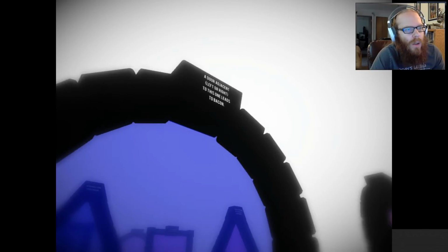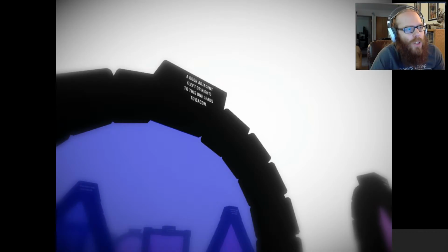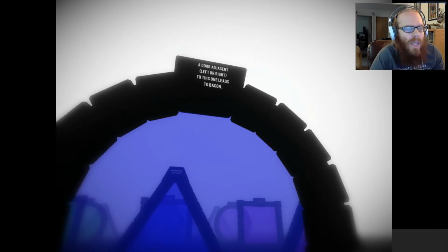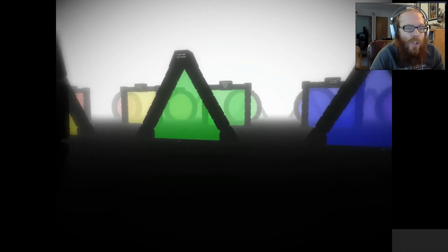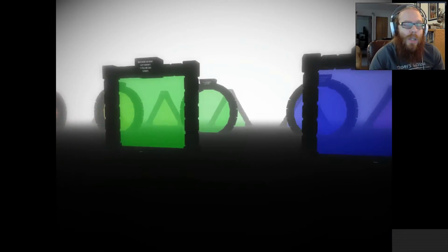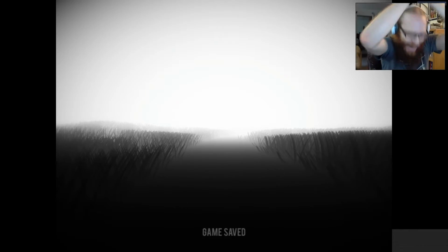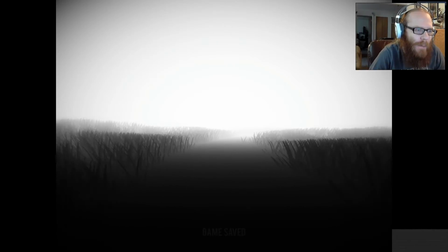What's this one say? A door adjacent to this one leads to bacon. Well, if you're automatically wrong, then it should be this one over here. Fingers crossed. I hope I get this right. Loaded. Yes! Okay, figured it out.